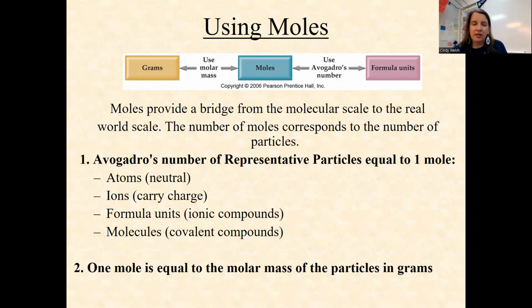If we're talking about ionic compounds, our representative particle would be formula units. So if we have 1 mole of an ionic compound, which is a metal and a non-metal, we would have 6.02 times 10 to the 23 formula units of that ionic compound. If we're talking about a covalent molecule, which is two or more nonmetals bonded together, we would have 6.02 times 10 to the 23 molecules in 1 mole of a covalent molecule. Okay, and then don't forget that 1 mole of a substance is equal to its molar mass, which you can find on the periodic table.